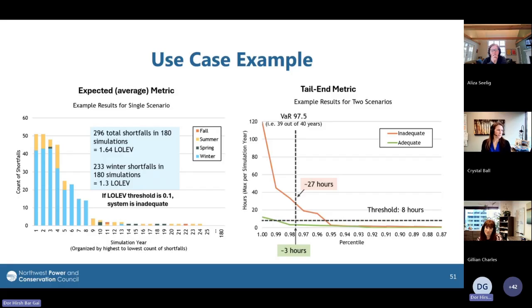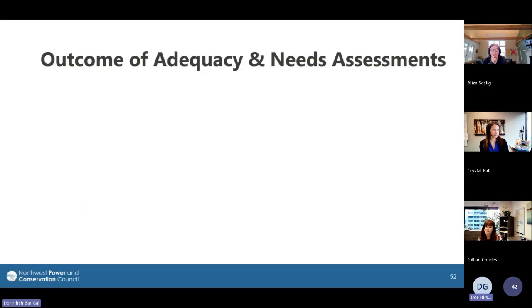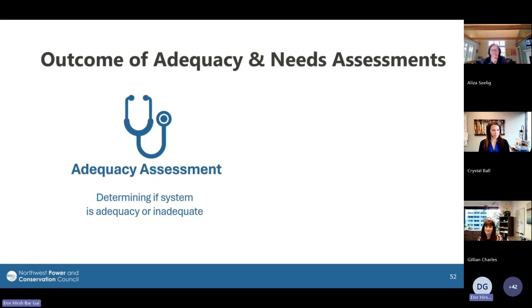So this is just an example of once you go through the simulation, you get your shortfall records, you then ask the question, is the metric at, above, or below the threshold? And from a multiple metric perspective, you want to satisfy them all. It's not that if one is satisfied, then the others don't matter. If one is not satisfied, we're not adequate. All need to be satisfied. We're close to the end, I promise. The outcome of these assessments, when you're doing an adequacy assessment, is whether or not you are adequate.